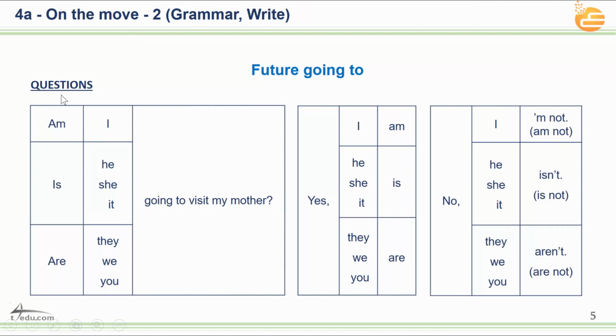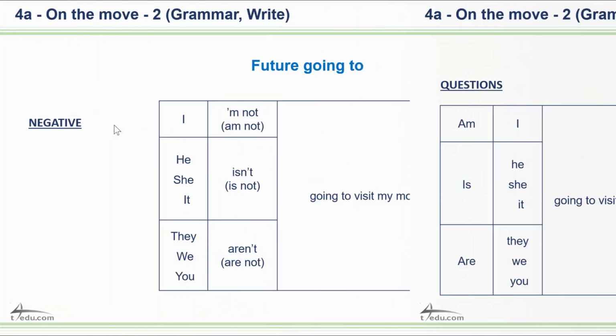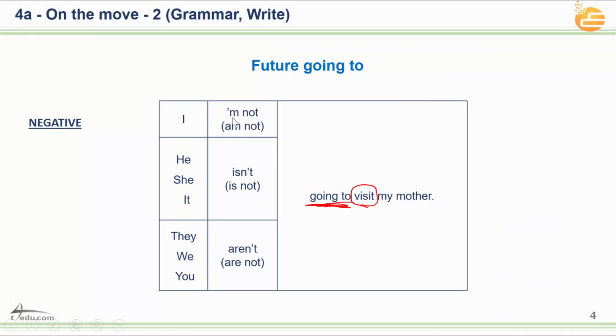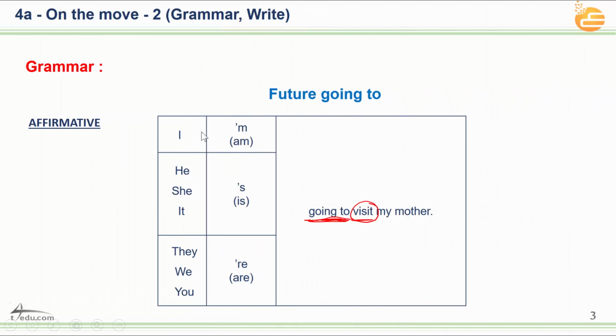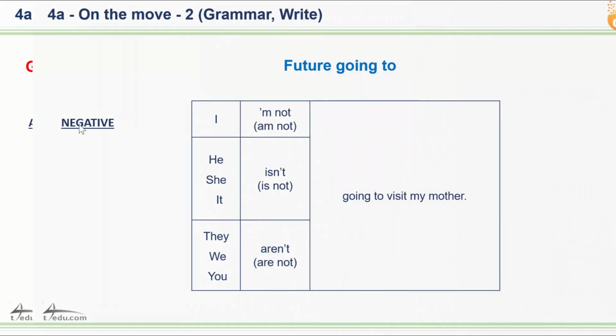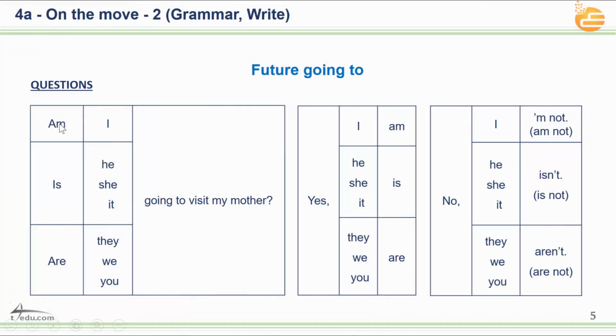Okay, now let's go to the questions and the short answers, yes or no. We have to start with the verb be at first, after that the subject. So in this one, we are saying I am. Can you see it? This one, I am, with the sentences, affirmative or negative. But with the questions, am I? So that one, I am, but this one, am I? Is he? Is she? Is it? Are they? Are we? Are you?